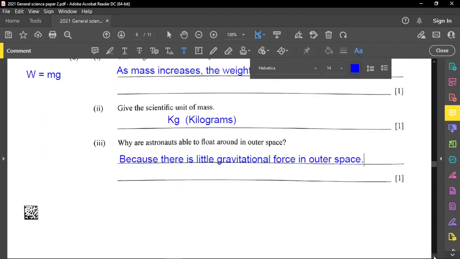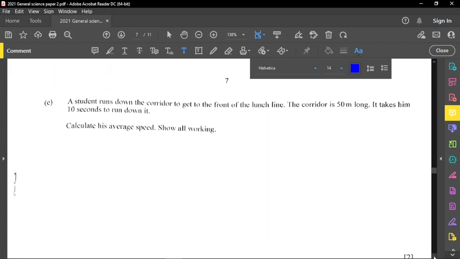Let's see if we have more parts of this question. Oh, yeah. All right, last part here for this question. All the questions were 10 marks so far, and I think you have 6 questions on this. A student runs down the corridor to get to the front of the lunch line. You should not cut in lines, but yeah. He said the corridor is 50 meters long. It takes him 10 seconds to run down all the corridor itself. Calculate his average speed.